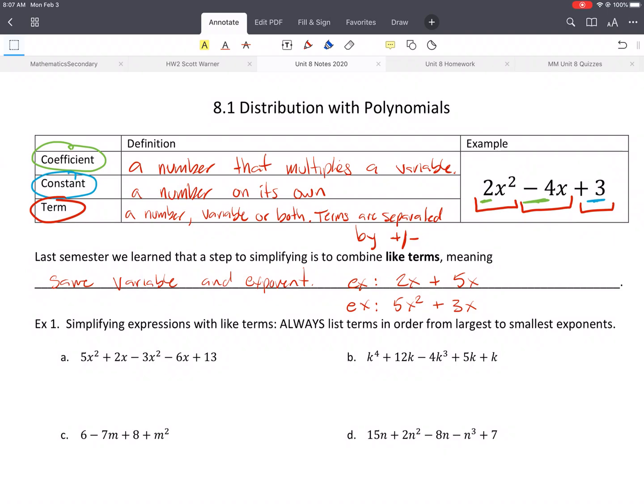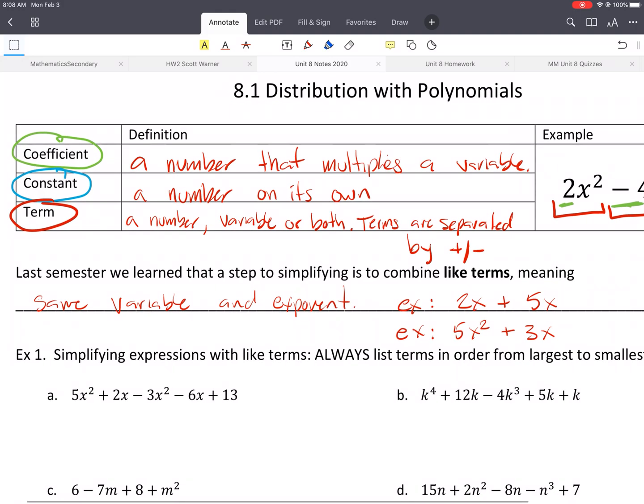All right, here we are at Unit 8.1, Distribution with Polynomials. We've talked about distributing before in our last semester, but we'll go over this and we're going to add a little more to what we learned before. So we're going to start with some vocabulary: coefficients, constants, and terms.